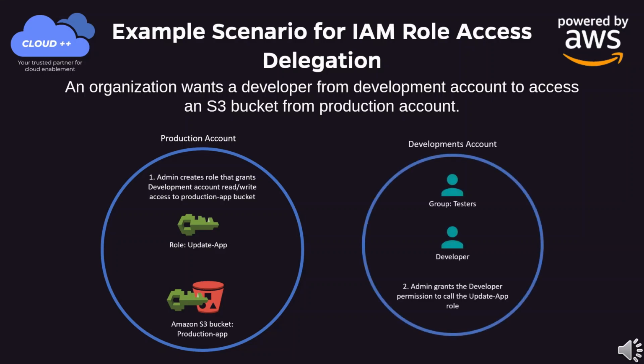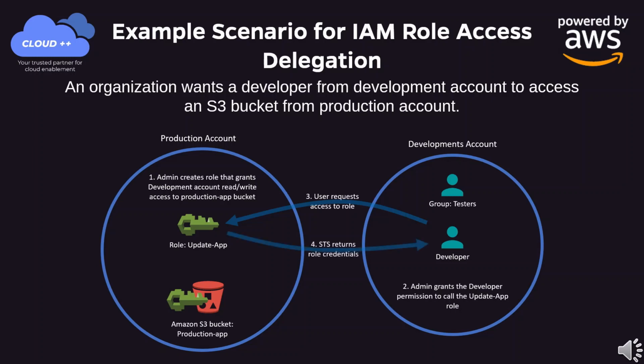Step 2. Admin from the development account permits the developer from the development account to assume the role. Step 3. The developer requests to assume the Update App role by making Assume Role API call.